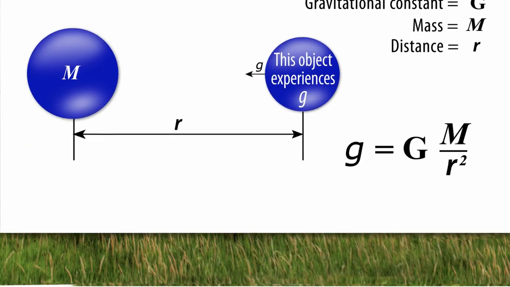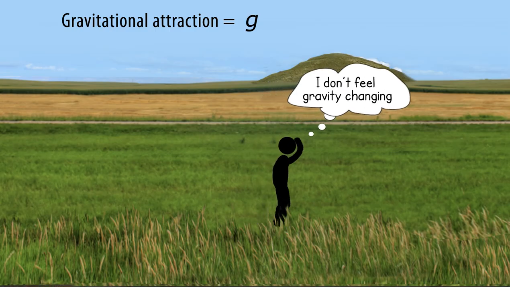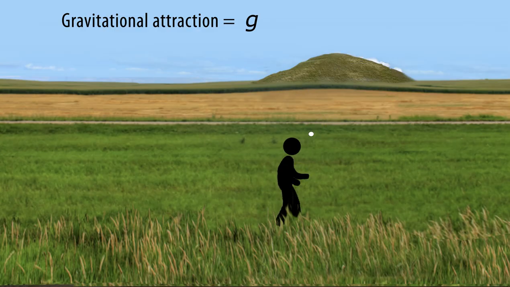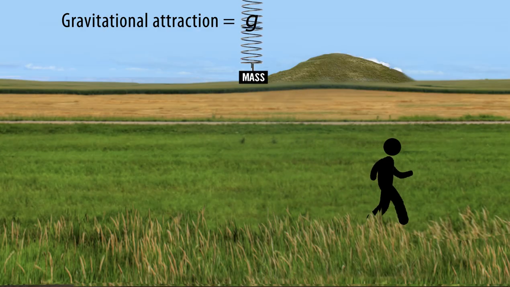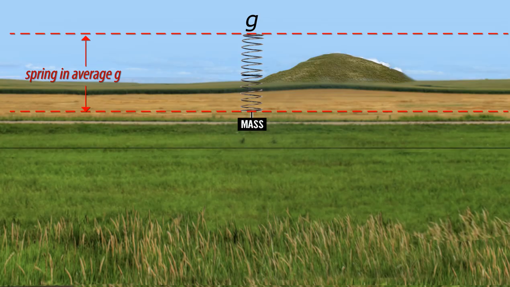What does this mean for measuring gravity on Earth? Differences in the gravitational acceleration from one location to the next are tiny, so we don't feel them as we move around on the surface of the Earth. We use a large spring here to exaggerate the differences. A longer spring equals greater g.